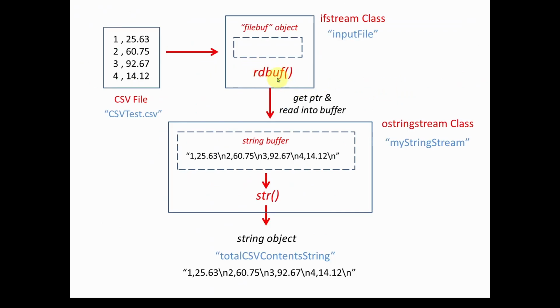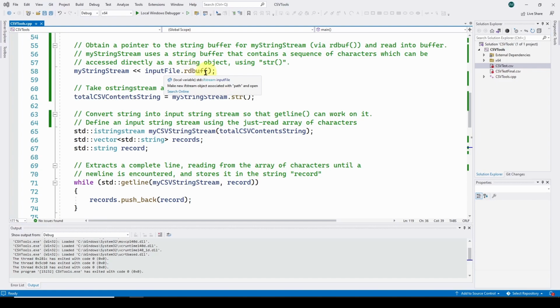So now we're at this point where we can use the read buffer method of our input file object, but it has to get a pointer to this ostringstream called myStringstream, and then it can read it into myStringstream's buffer. So here's our input file, the rdbuf, and it reads it into the string stream. It's got the pointer and it reads it. And then we've got the myStringstream, and we are taking that ostringstream object and using the str method to make it into a string, which we call total CSV content string. So that's got the entire contents of the file as one big string.